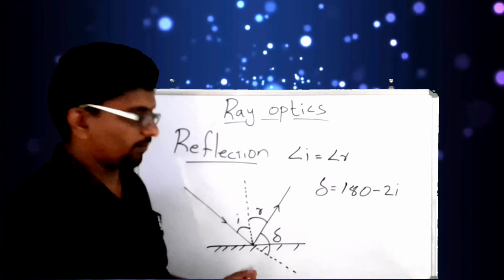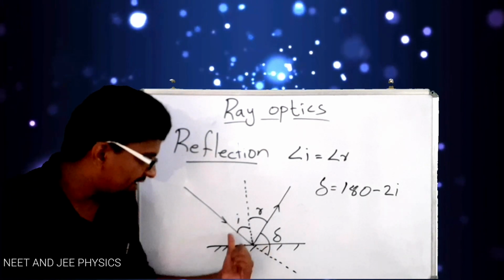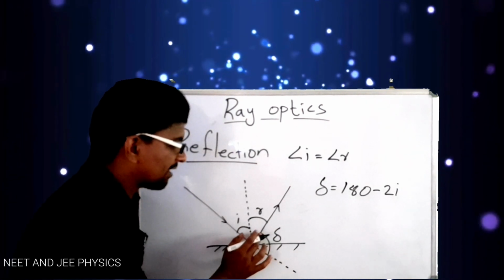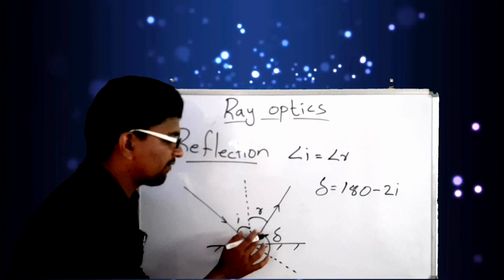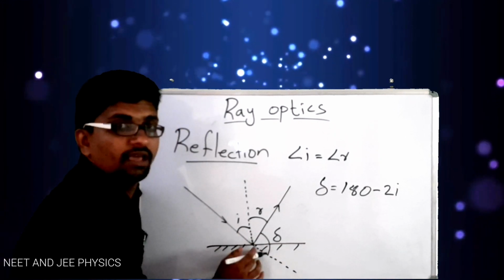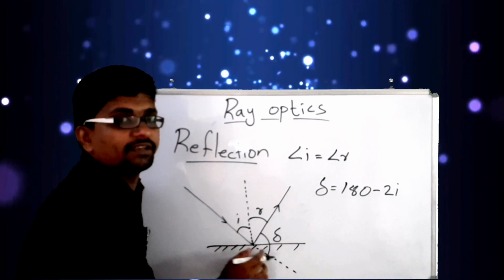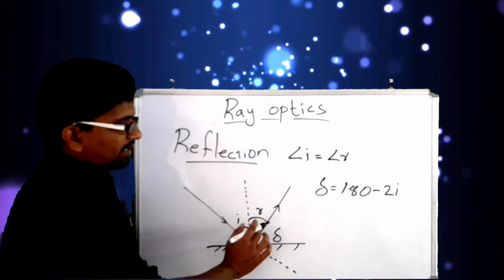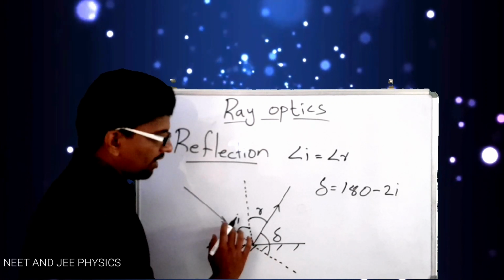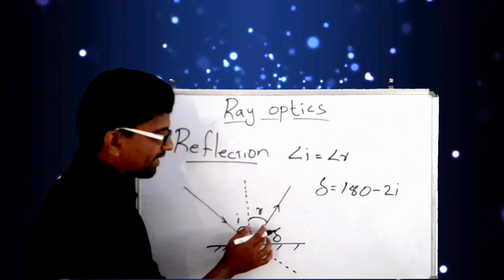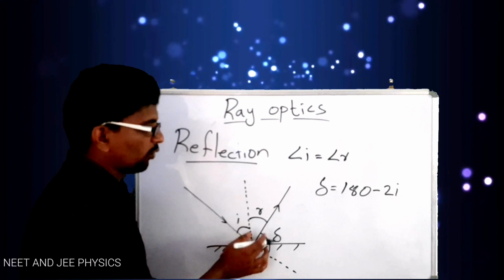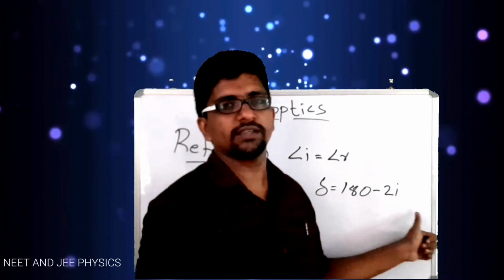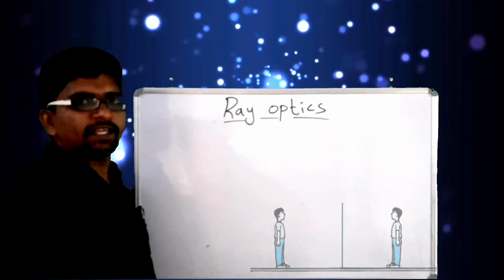Both equations are the same, because this entire angle is 180 degrees, and this angle is the angle between the reflected ray and the actual path of the light ray, represented by this dotted line. So delta is equal to the entire angle minus this angle. This angle is 2i or 2r, both are equal. So we can write delta equal to 180 minus 2i. Okay, next one.